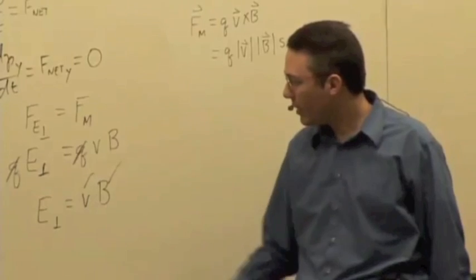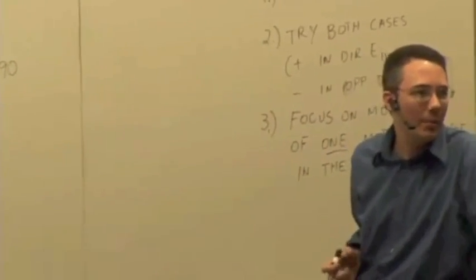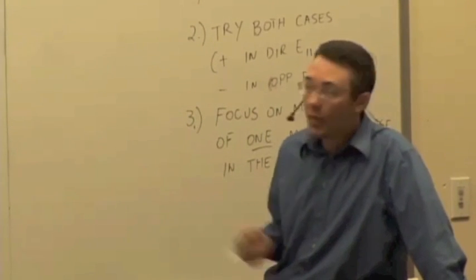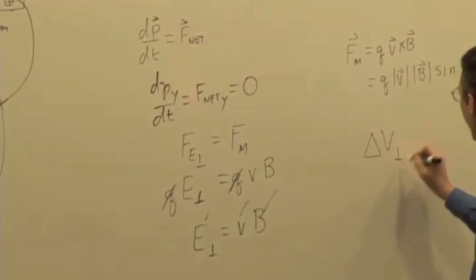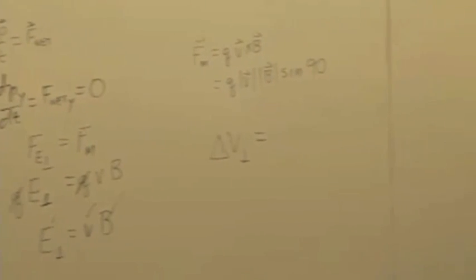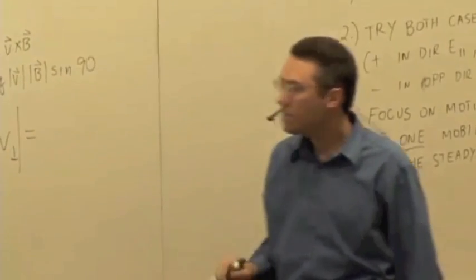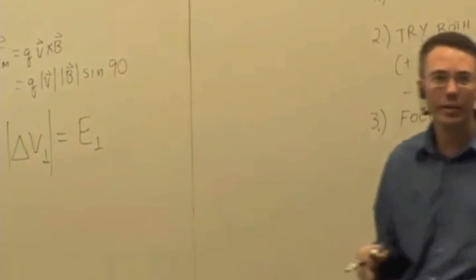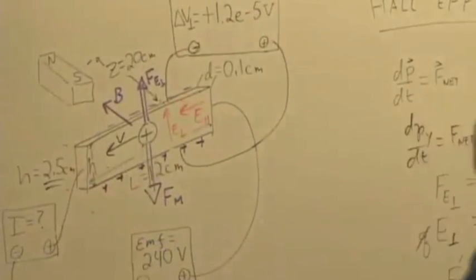We don't know the speed, and we don't know E perpendicular. Well, has that helped? Can we figure out E perpendicular? Can we relate it to something in the problem, something that's given? The delta V, right? We're given the perpendicular delta V. So delta V perpendicular, how does it relate to E perpendicular? Just the magnitude of it. It's going to be E dot L. Which L, right? What distance do we need to use here? The height, that's right. So we're going to have E times H, where H is this 2.5 centimeters, okay?